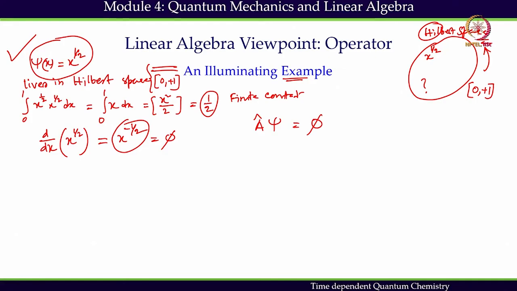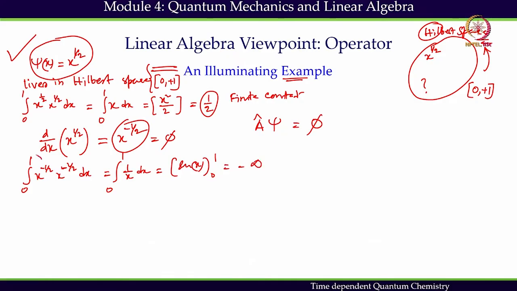In order to check that, we have to again carry out this integration. The limit is not minus infinity to plus infinity, it is 0 to 1, of x to the power minus half times x to the power minus half dx. We get the integral of 1 by x from 0 to 1 dx, which is ln x from 0 to 1, which is minus infinity.